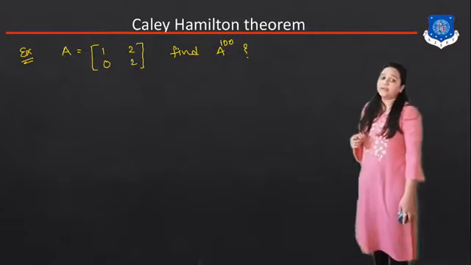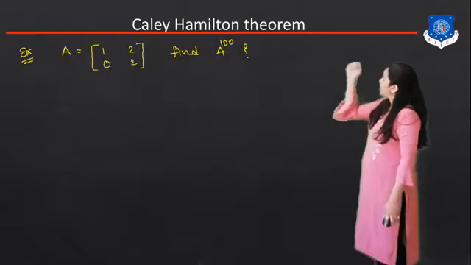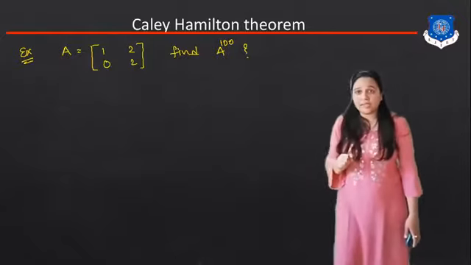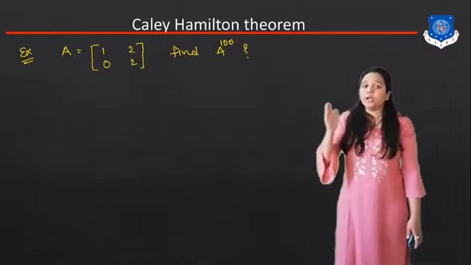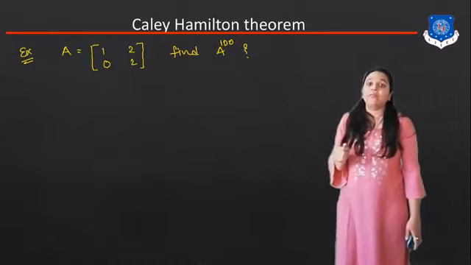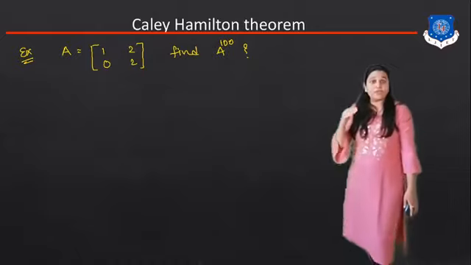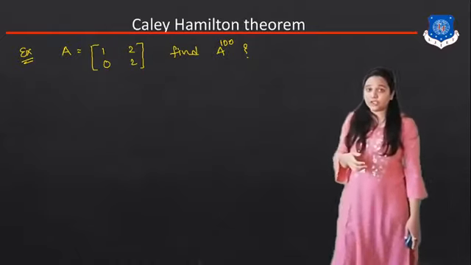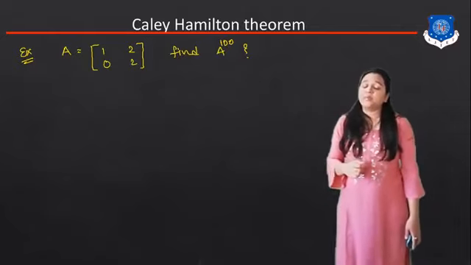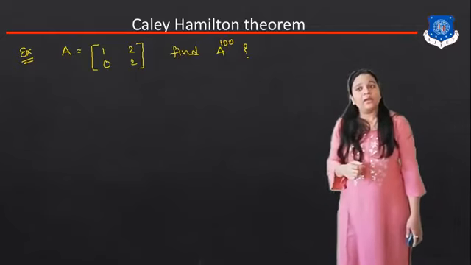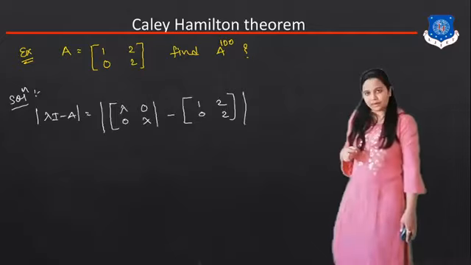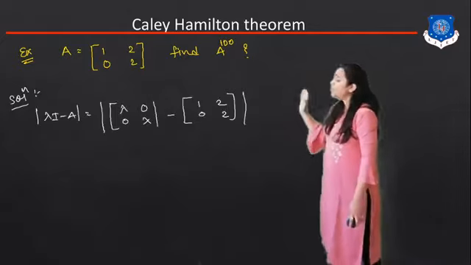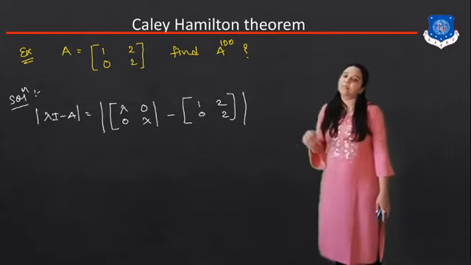Let's take an example. In this example, a 2 by 2 matrix is given: A is equal to [1 2; 0 2], and we have to find the value of A raised to 100. How do we find A raised to 100? Our first step is to find the roots of this matrix, and the equation to find the roots is the determinant of lambda I minus A.